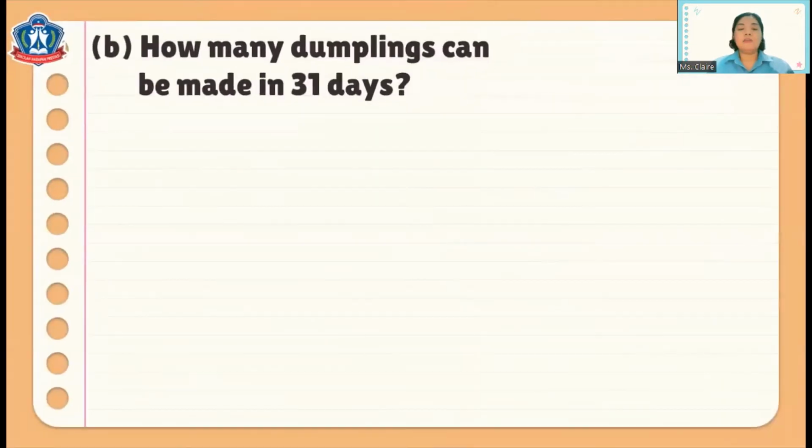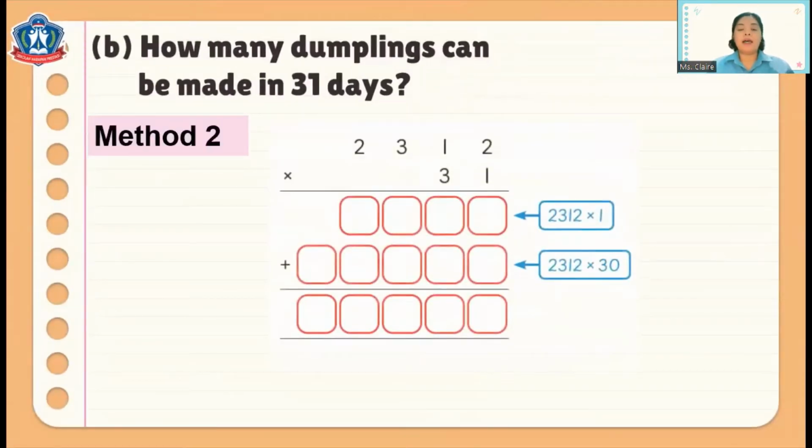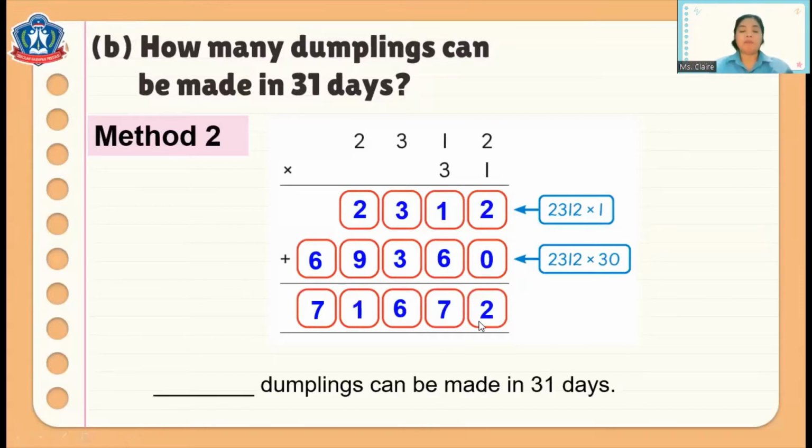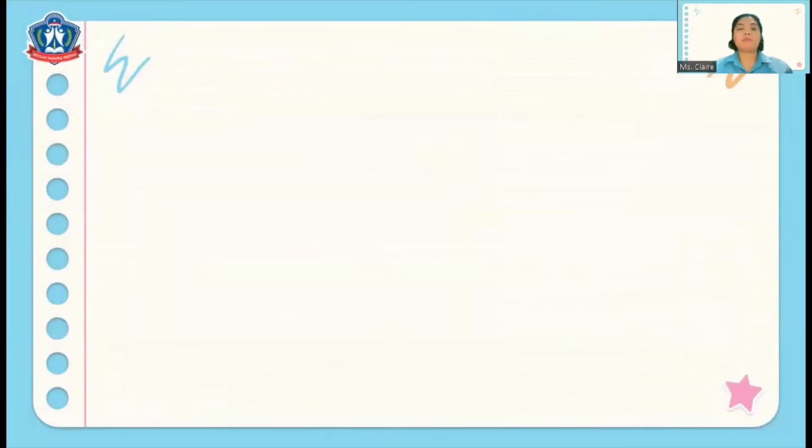Another is by multiplying the number by the ones first, by 1, next by 30. So we still get the same number and the answer is 71,672. So 71,672 dumplings can be made in 31 days. So that's how to multiply numbers by one-digit and two-digit numbers.